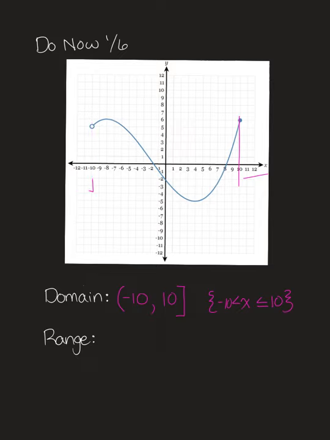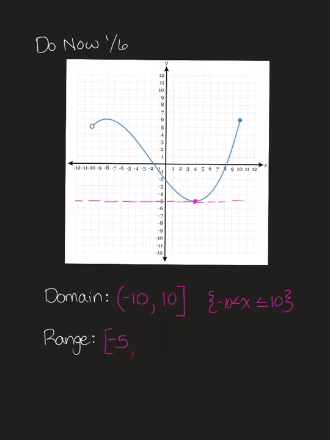is the y values, so we look from bottom to top. So from the bottom, the lowest point of my graph is going to be at -5, and it does hit -5. There is a point there, so I will have a closed bracket.